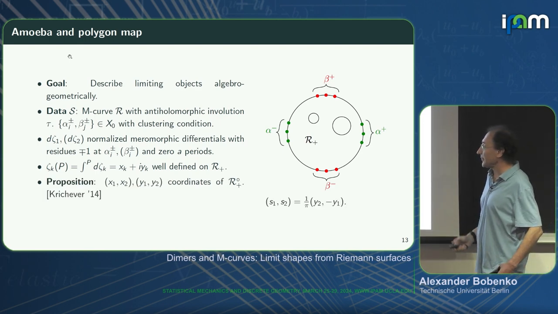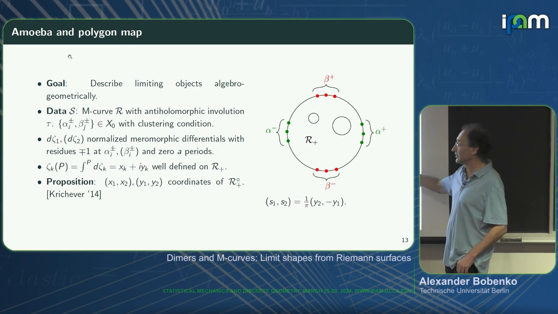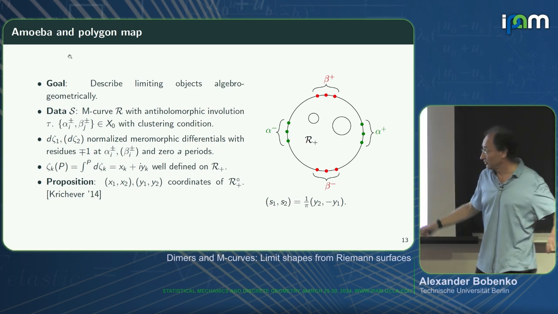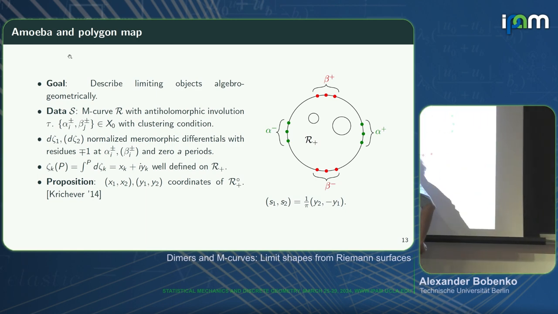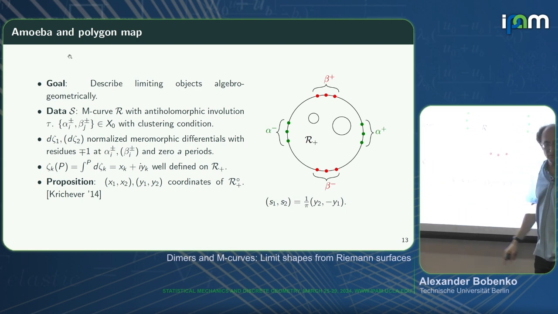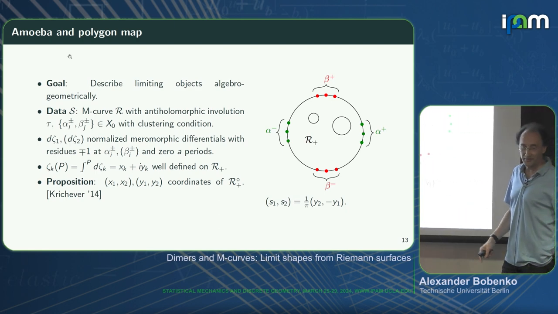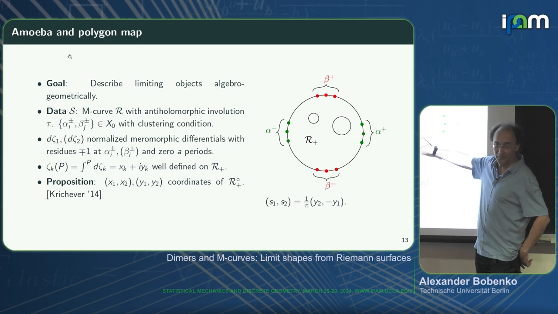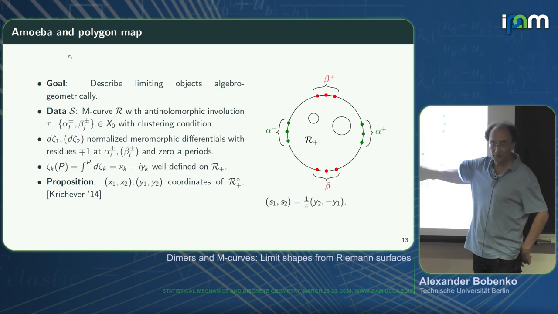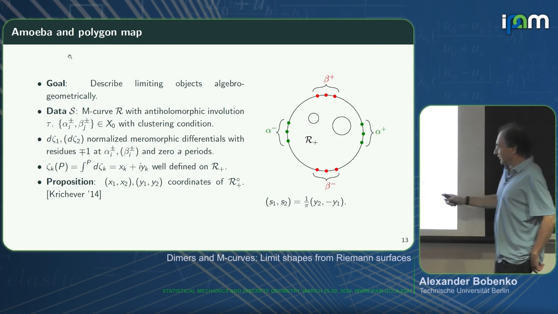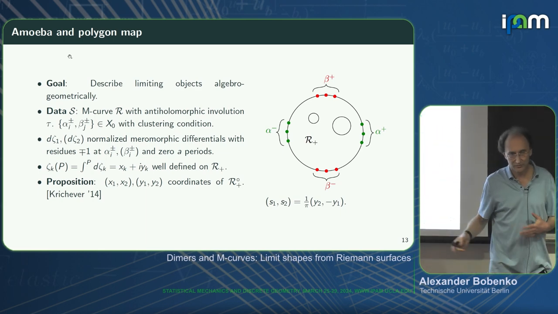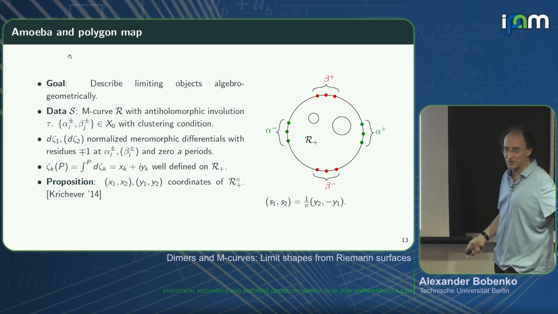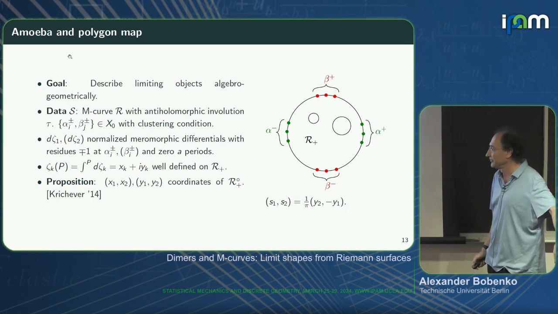Moreover, there is this proposition of Krichever, who considered this already 10 years ago, which claims that if you take x1 and x2, or y1 and y2, they are both coordinates on the interior of R plus. So this means that you can use these x's or y's as coordinates here. Okay. So we introduce these S's, which are just a rotation of the y's, to correspond to the notations already established in the doubly periodic case.